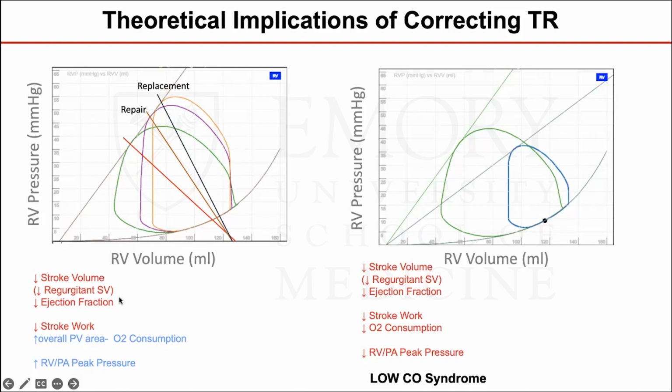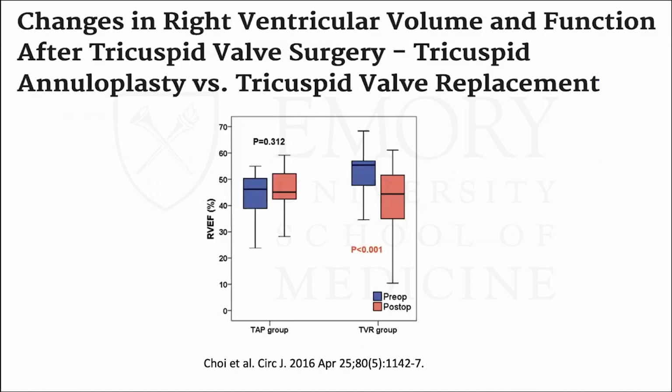So what has happened is eventually stroke volume has decreased. The overall PV area has increased. That means there is increased oxygen demand on the myocardium, which is leading to eventually relative RV ischemia. And once you get into this cycle of ischemia, your contractility decreases, your stroke volume decreases, and your peak pressures decrease, and you enter a low cardiac output syndrome, which is hard to get out from. This is also seen in the surgical world, where valve replacement actually shows decrease in RVEF as compared to annuloplasty.